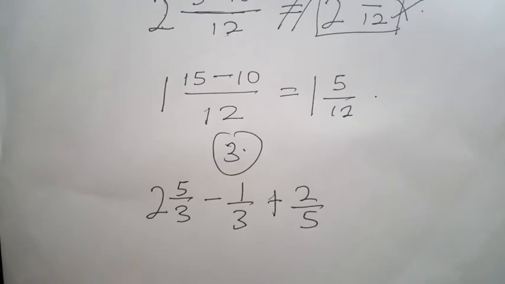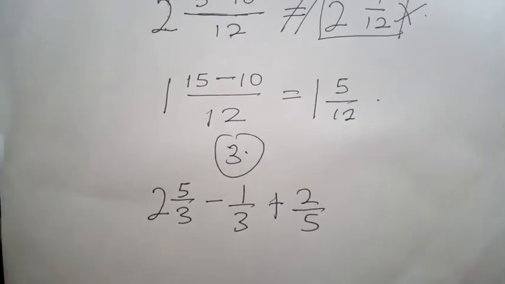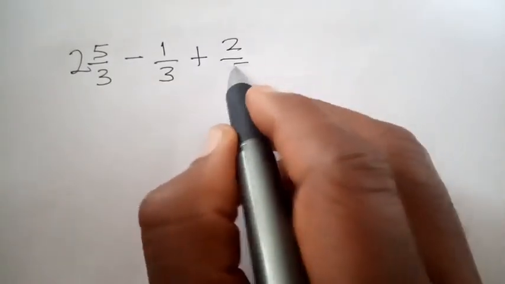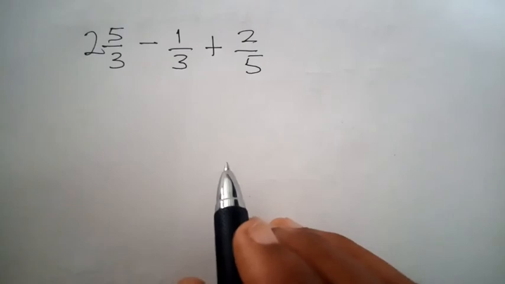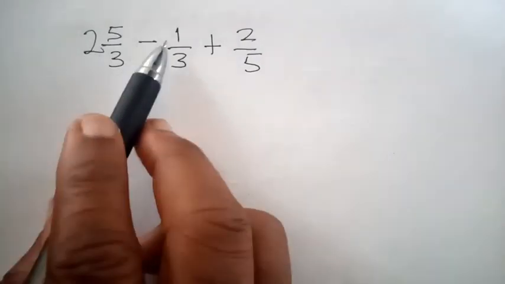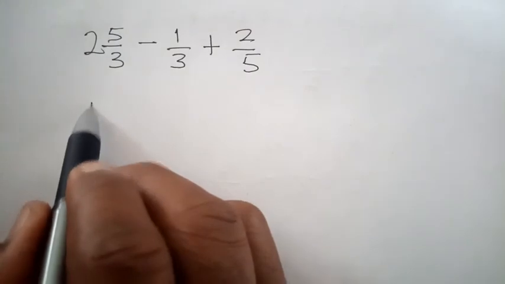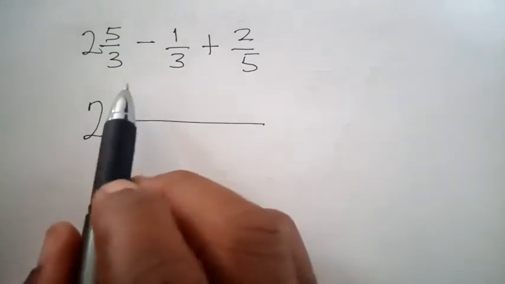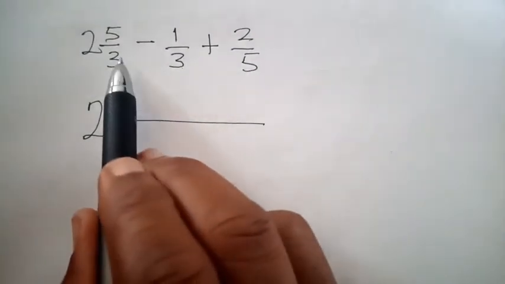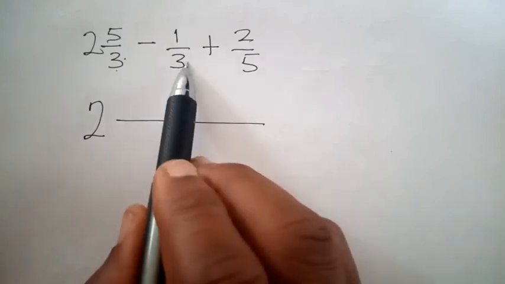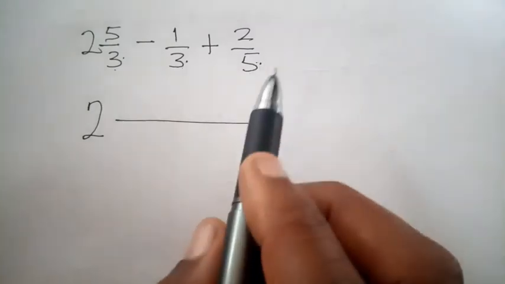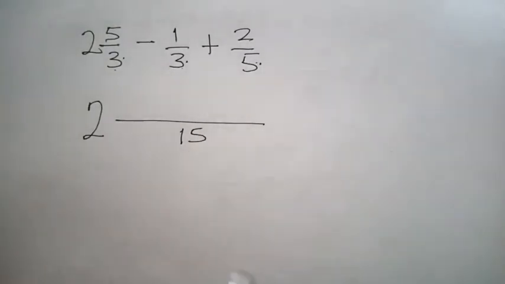Okay, I am sure you got your answer, but let's find out what the answer is. 2 whole number 5 over 3 minus 1/3 plus 2/5. In this case, I have only one whole number here. Let my whole number be 2. Then I will have 3, 3, and 5. If I multiply this one by 3, I'll have 15. If I multiply this one by 5, I'll have 15. So 15 will be my least common denominator.